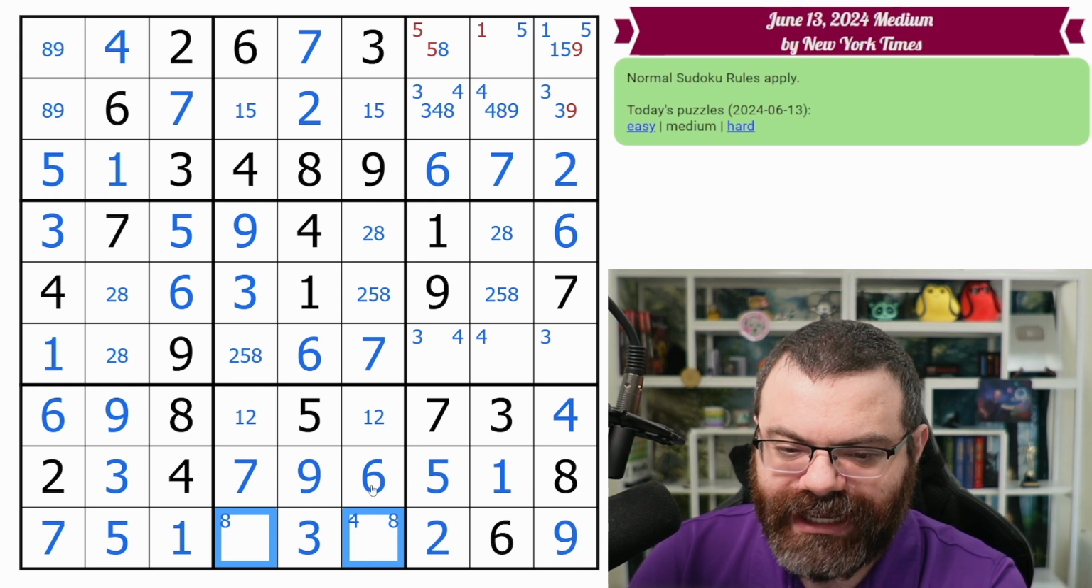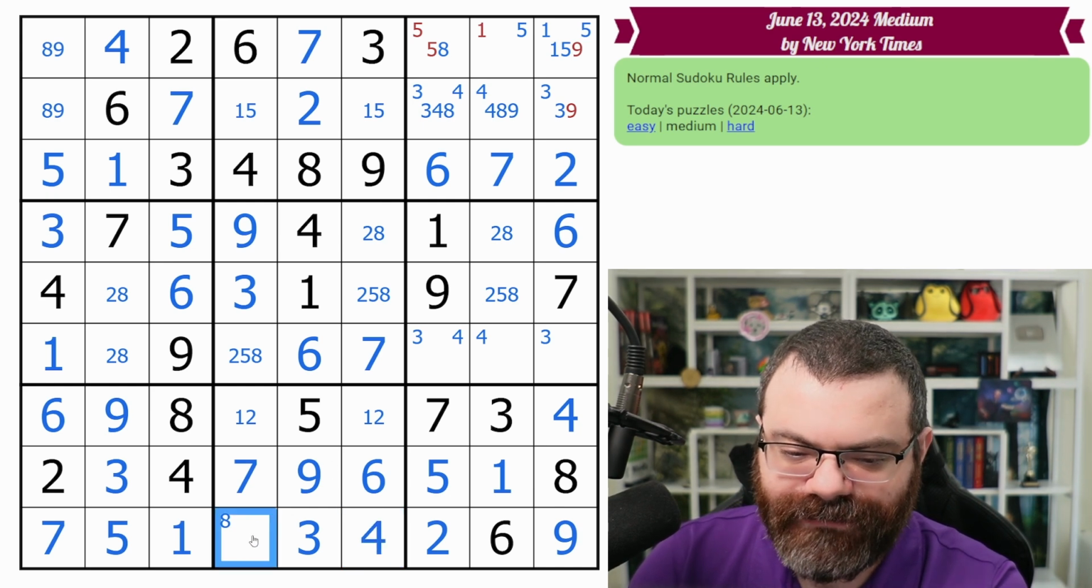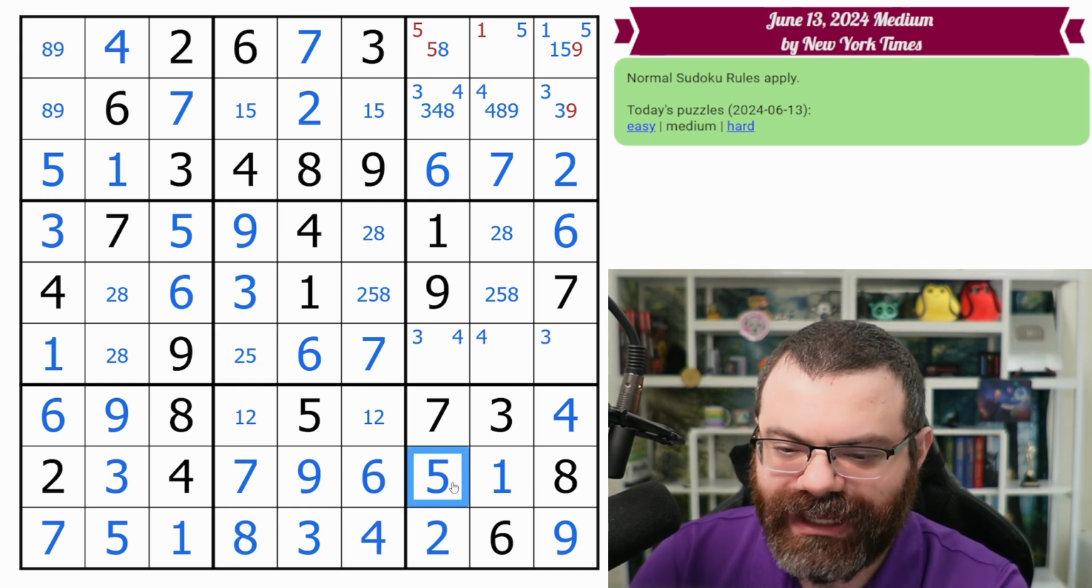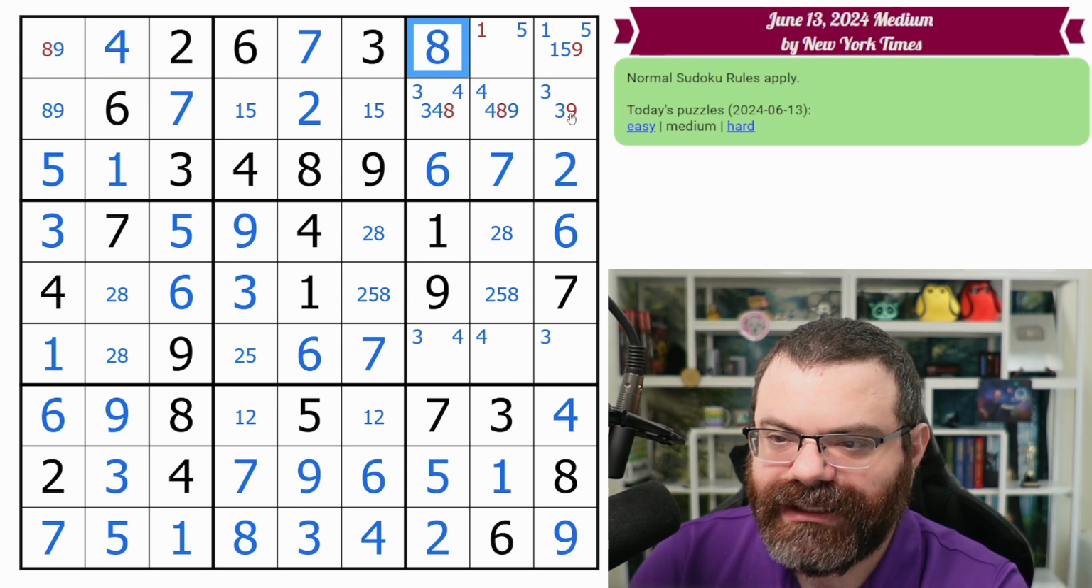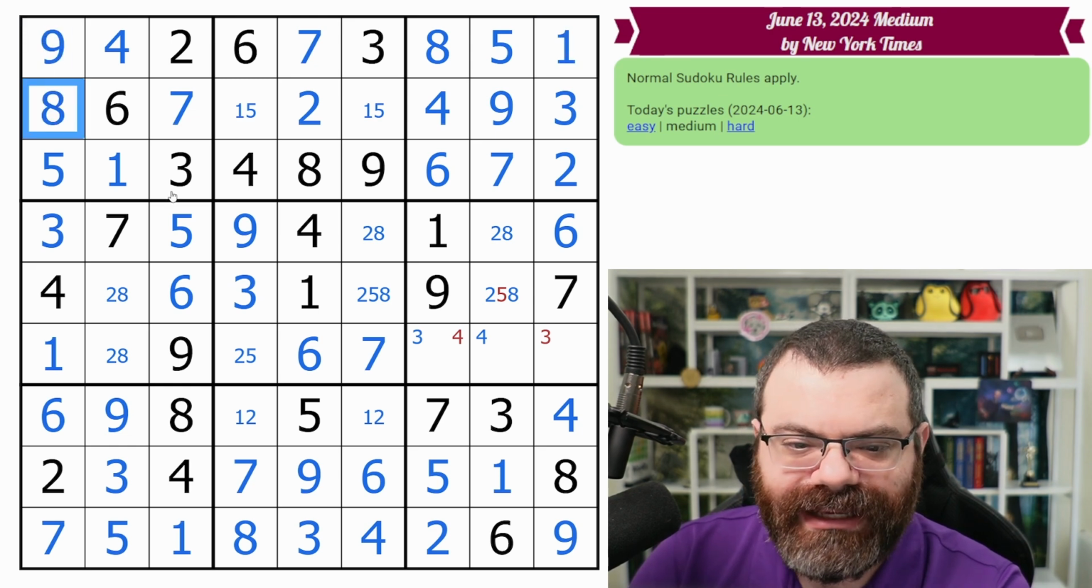We need 4 and 8 in this box. You can see from the corner marks, this is the 4, this is the 8. This 5 looking up gives us the 8, and the 3, and the 4, and the 9. And then we're left with 1, 5. This 1 tells us that's 5, that's 1. We get 9 and 8 here.